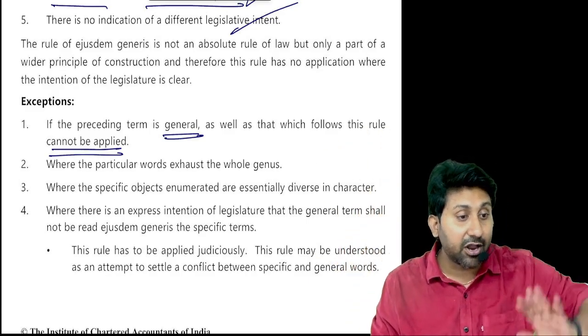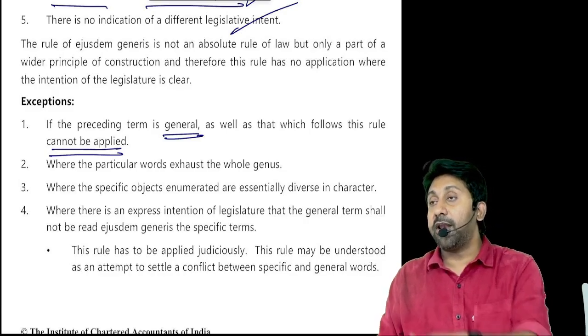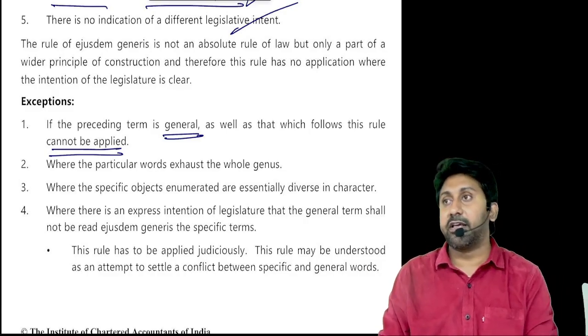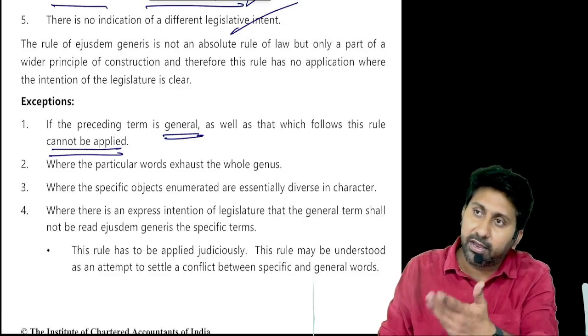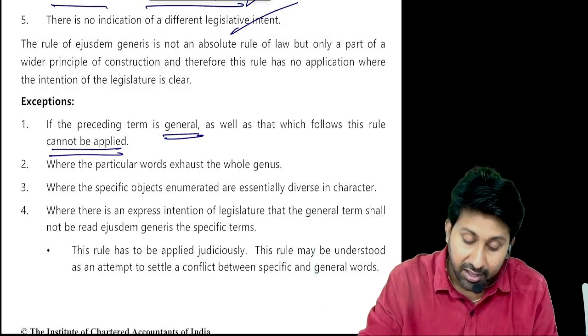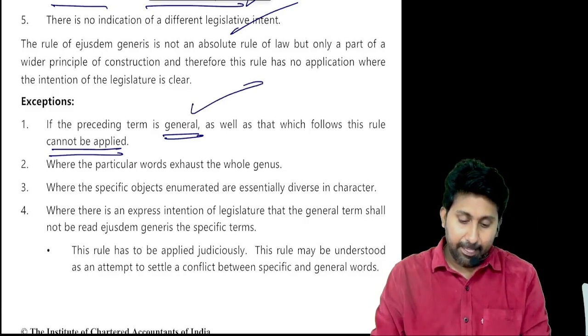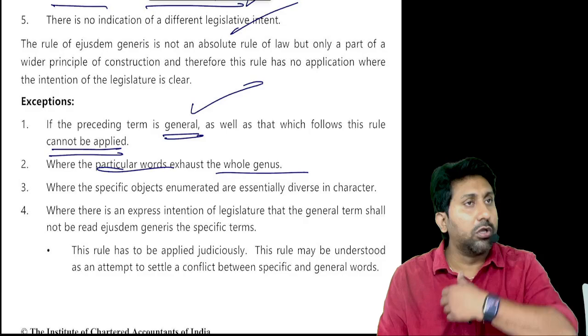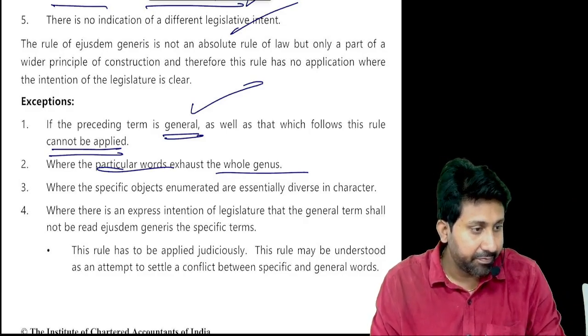Goa and Coorg are holiday visiting spots. Tirumala and Kanchipuram are pilgrimage places. Then how to understand the meaning of that etc.? That's the meaning. Next, particular words exhaust the whole genus. I told the example, same. Okay.